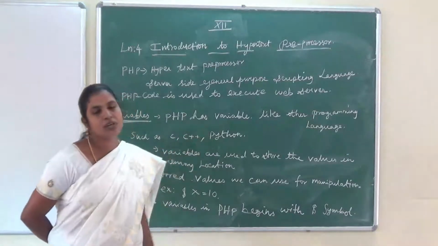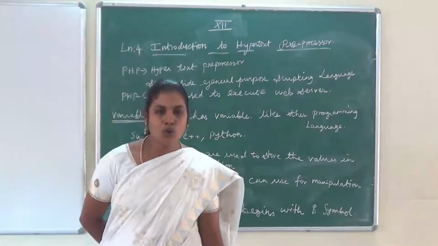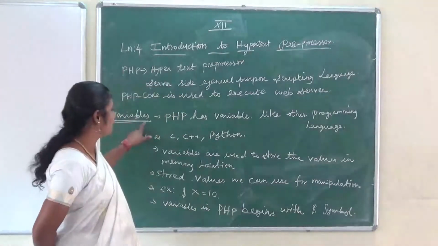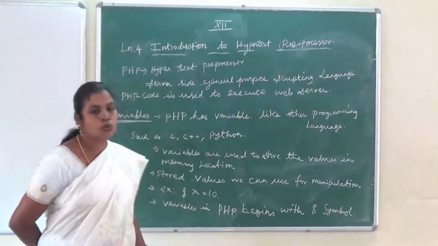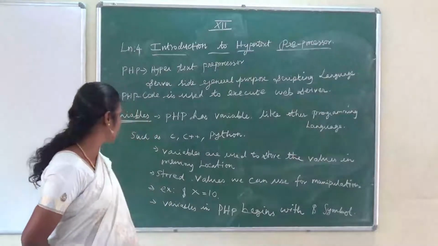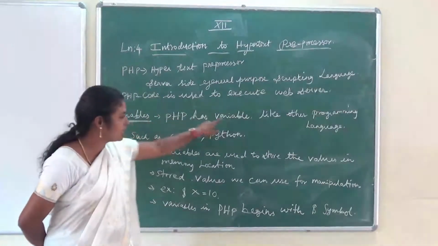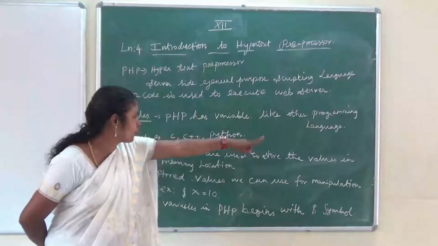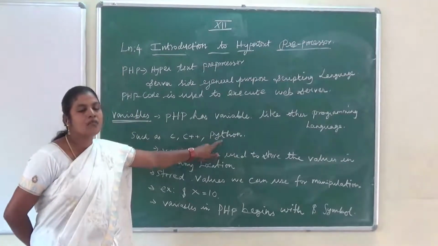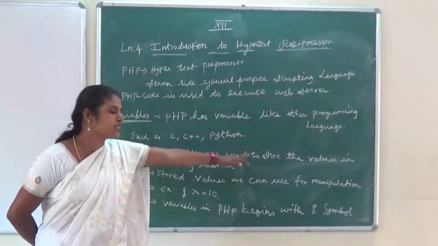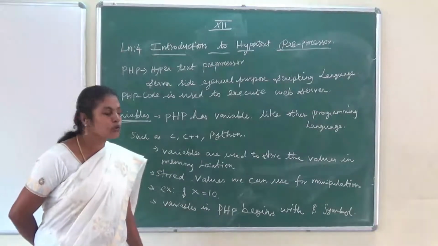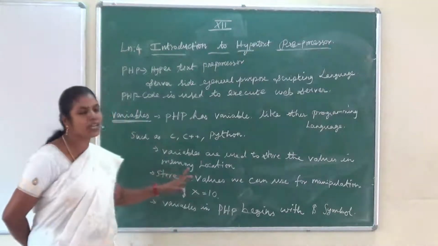What is a variable? A variable is used to store the given value in a memory location. See, here also PHP has variables like other programming languages such as C, C++, Python. We can include HTML, JavaScript, everything. Variables are used to store values in a memory location.